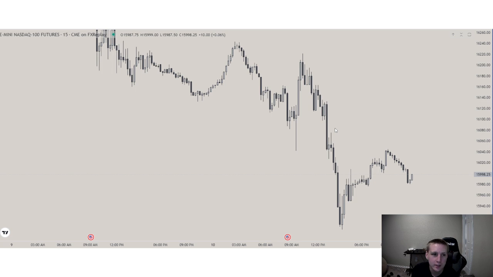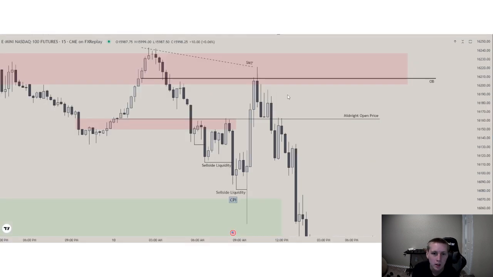And this day as well was CPI. I want to point that out. We had CPI at 8:30, which I'm honestly surprised didn't do something bigger than this. Usually with CPI there's a big expansion in the market. At least the CPI that I've backtested, this CPI didn't really do too much. It looked like a normal candle, like a normal news event, but this was CPI.